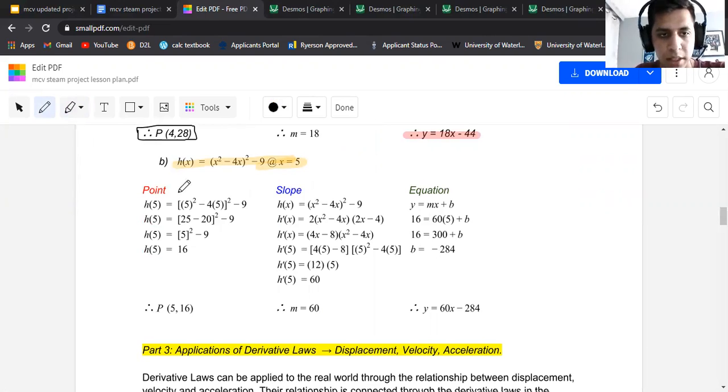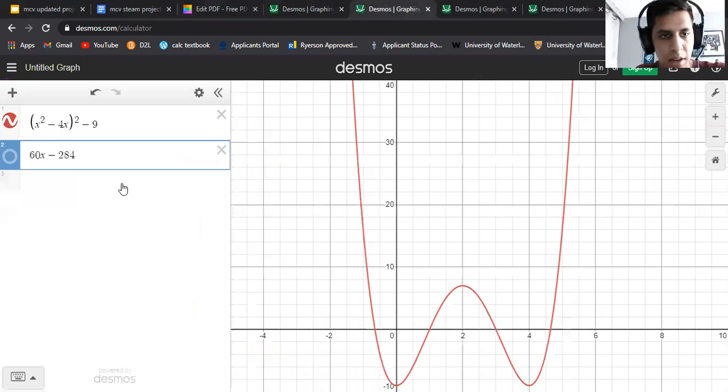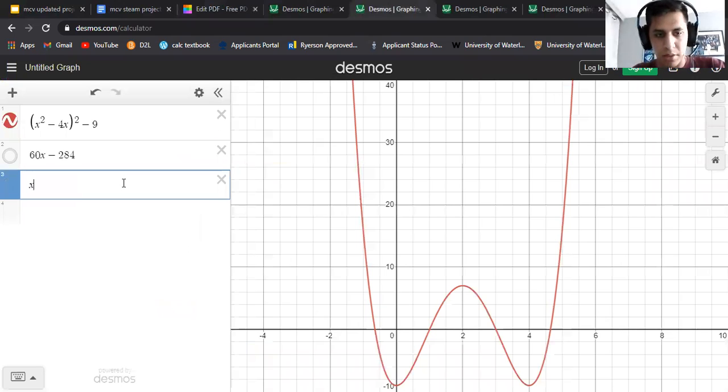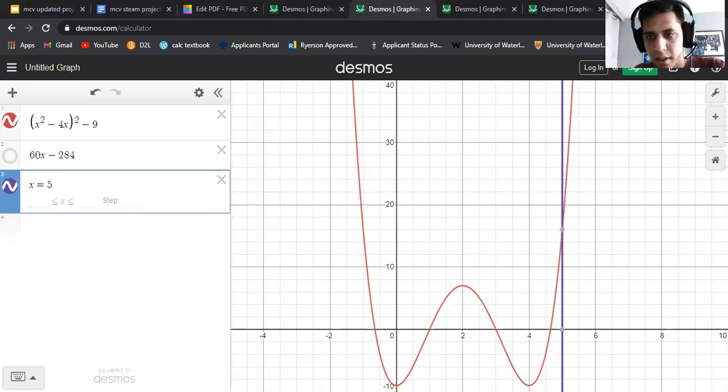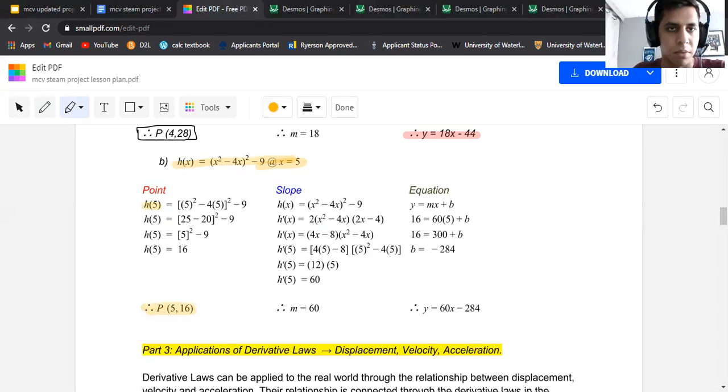We've got to find the point. So the point is finding the x and the y. We already have the x, so plug the x into the equation. You can see right here, and it's going to spit out 516. We can confirm this by looking at the graph of the function and hitting x is equal to 5. And boom, right there, x is equal to 5, 516. We are correct. So moving on to the next step.